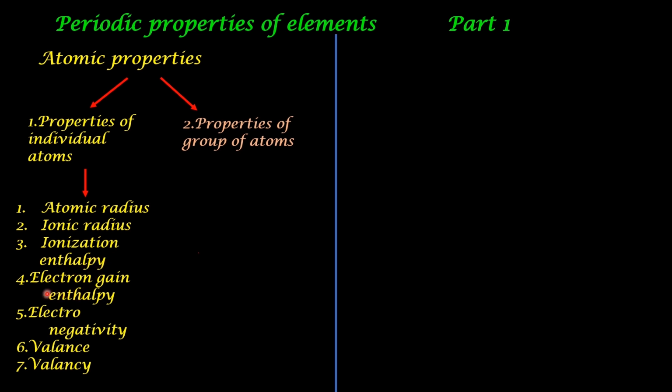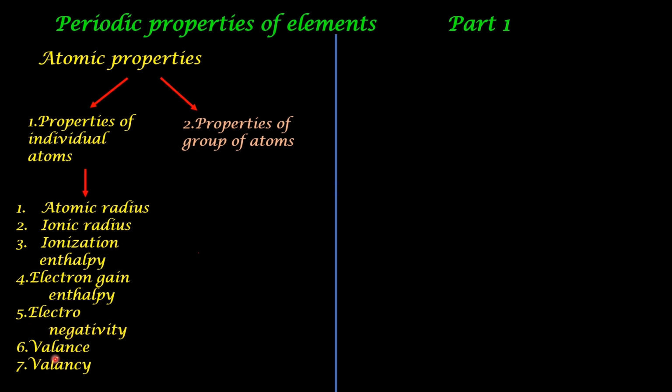Fourth one, electron gain enthalpy. It is the energy change when an atom accepts electron and becomes an anion. Again, why should an atom accept electron? That question also we will be answering later on. Anyway, when electron is accepted by an atom, it loses some energy while becoming an anion. Fifth one, electronegativity. It is the measure of the capacity of an element to attract towards itself the shared pair of electrons in a covalent bond.